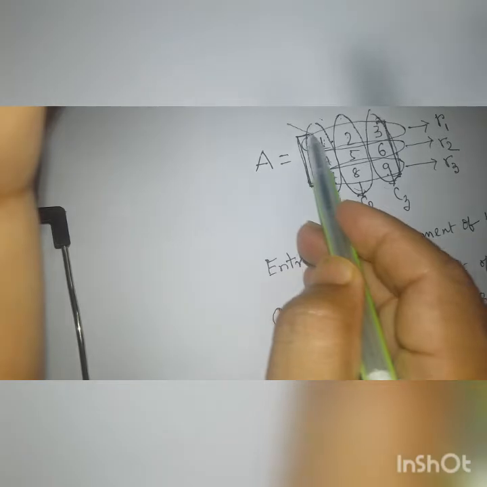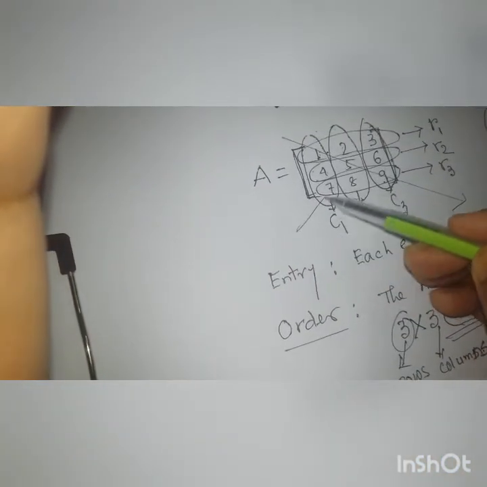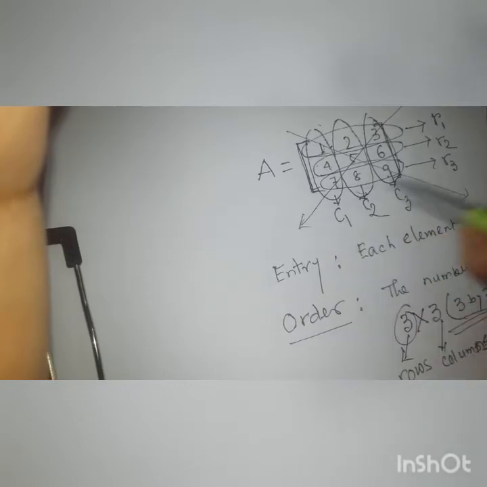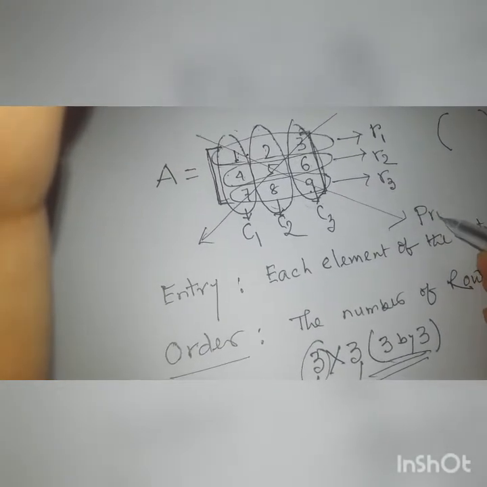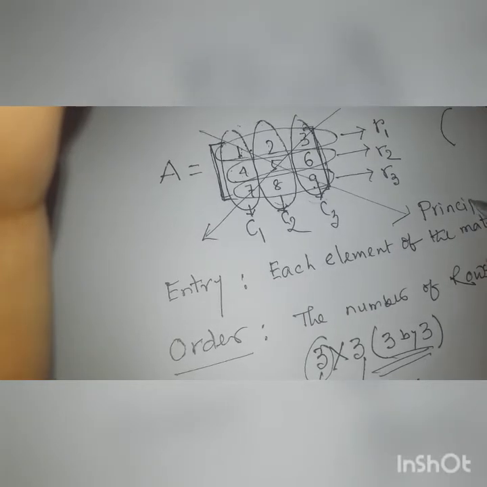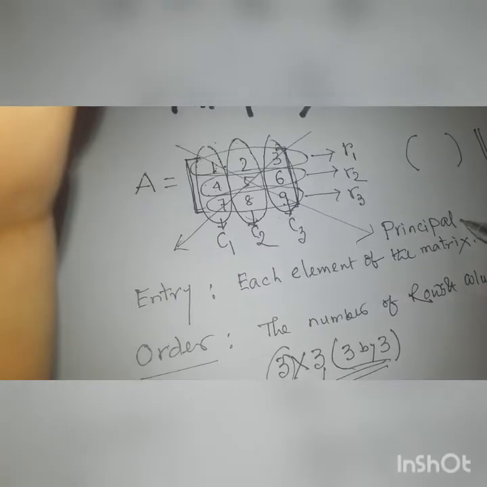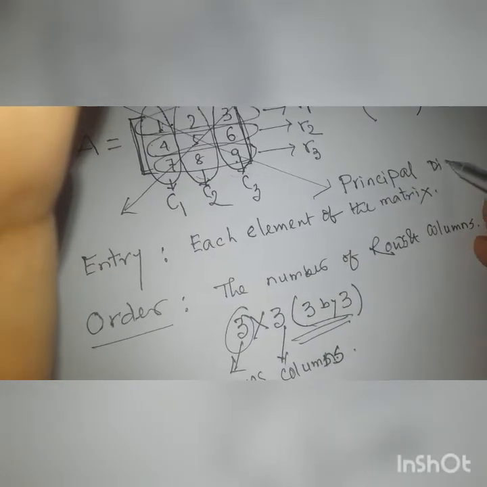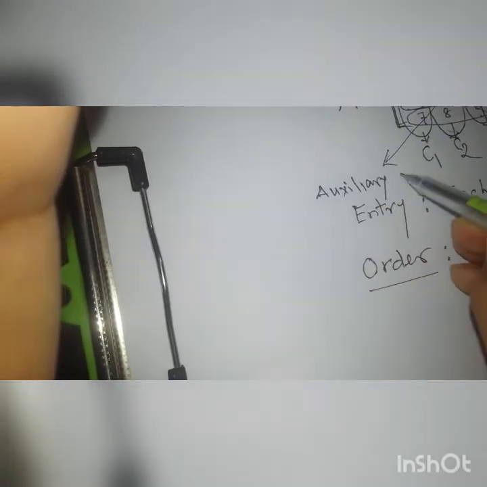This is called a diagonal, and this is called another diagonal. There are 2 diagonals here. The first diagonal is known as the principal diagonal, and the other is the auxiliary diagonal.